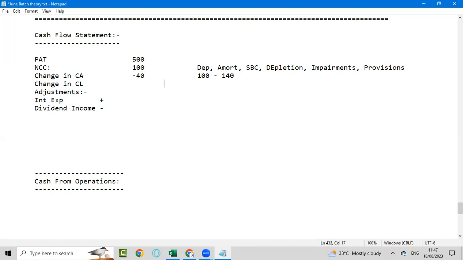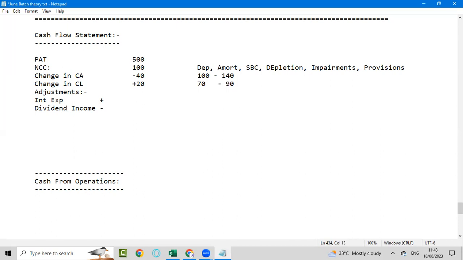Same way, it is possible that earlier our current liability was 70. Now the current liability is how much? 90. So current liability has increased by 20. So it is a source of cash. If liability decreases, we have paid the liability, so it is a use of cash. If liability goes up, you will type plus. If liability has gone down, you will type minus. So in this case, I will type plus 20. In case of assets, it is opposite. If assets go up, you will type minus. If assets have gone down, you will type plus. Clear?